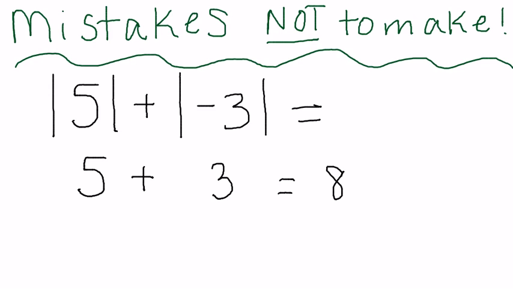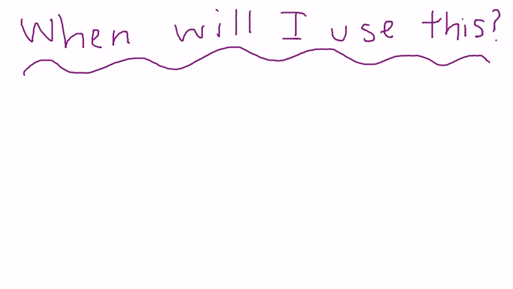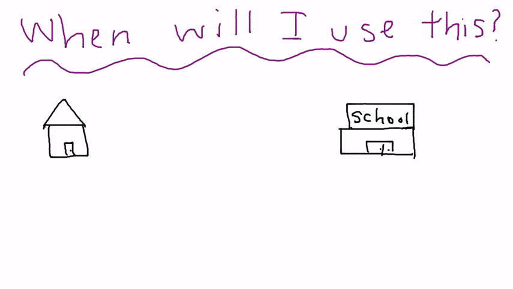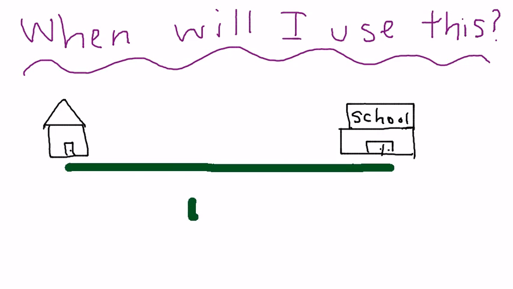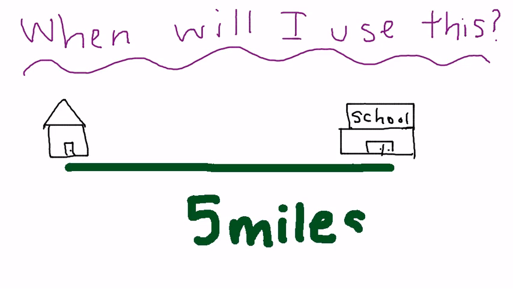Now let's talk about when you will use this concept of absolute value. In addition to just at school using word problems, you will also need to use this concept in real life. For example, every day I wake up at my house. After I'm ready, I drive all the way to school. It's about 5 miles. At the end of the day, I drive from school all the way back to my house.